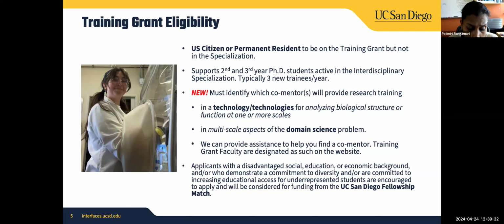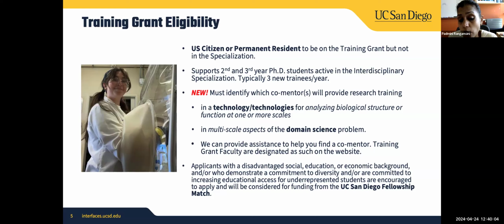More often than not, Professor McCulloch, the faculty who work on the specialization and the training grant, and Kelly can help you find co-mentors, and we can look at the faculty list as well. There is also an additional opportunity to be eligible for the UC San Diego fellowship match. So this is in addition to the training grant slot. So there is some funding opportunity within the specialization as well.